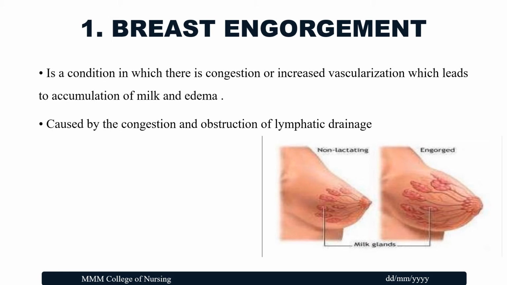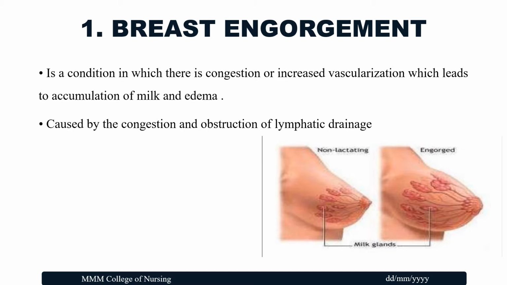This is a condition in which there is congestion or increased vascularization. It will lead to the accumulation of milk and edema. It is caused by the congestion and obstruction of lymphatic drainage. Usually, it manifests on the third and fourth day of puerperium.